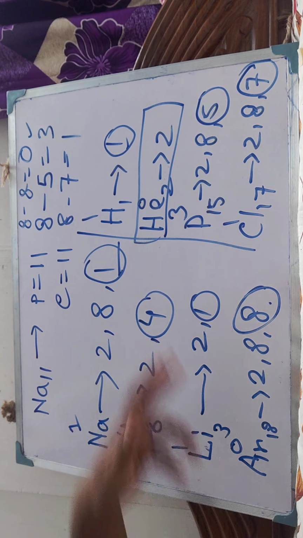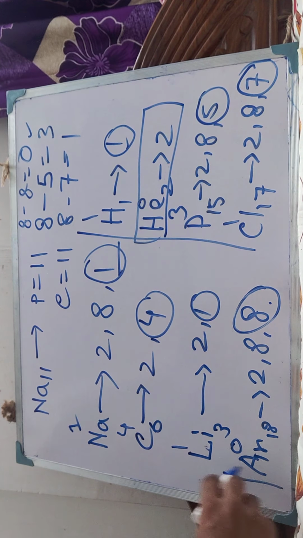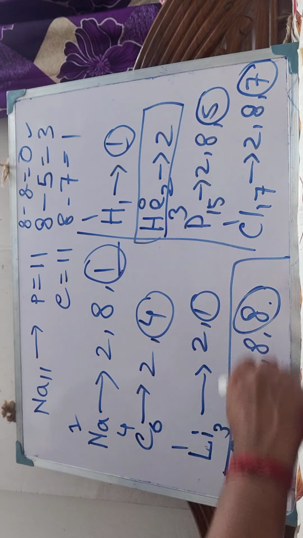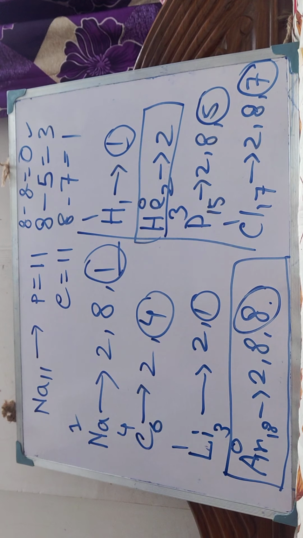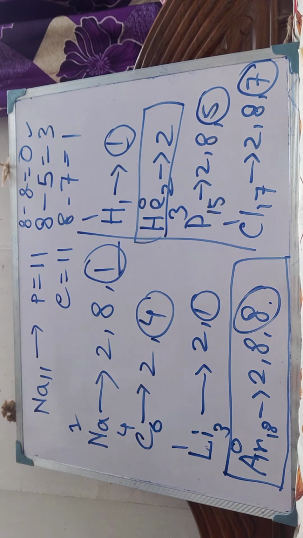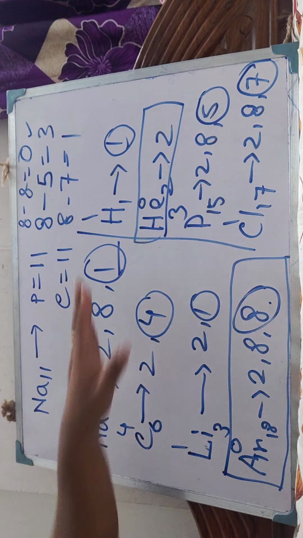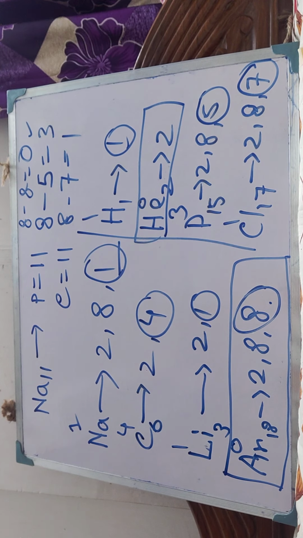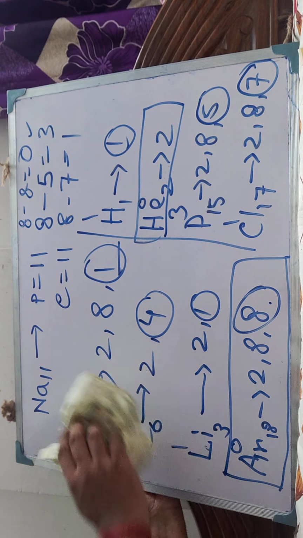Clear? As it is a noble gas. Those who have valency equal to 0 or 8 electrons at the outermost shell are known as noble gases. In case of helium only, it has only 2 electrons. So how many noble gases are there? 6 noble gases are there, and all of them have 8 electrons at their outermost shell except helium. Okay, helium is a noble gas, but it has only 2 electrons at its outermost shell. Clear?